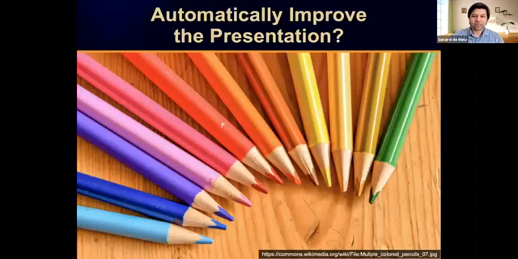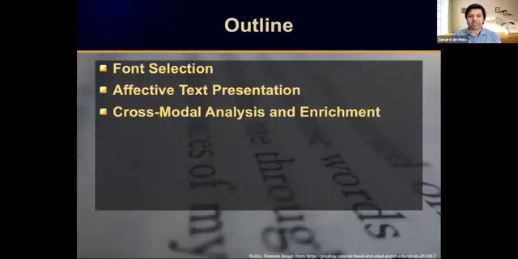And so there are going to be 3 major sections. The first is, I think, something many of you are familiar with, at least to some extent, font selection. And then the second part will be about affective text presentation, where we draw on emotion analysis to enable better selection of fonts and also colors and other aspects. And then finally, I'll talk about more cross-modal data understanding, cross-modal analysis, and using that to enrich text. So let's get started with the first part, which is font selection.